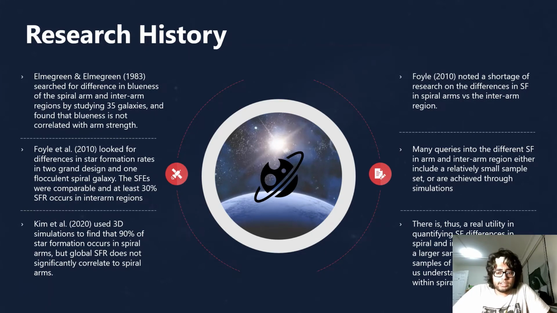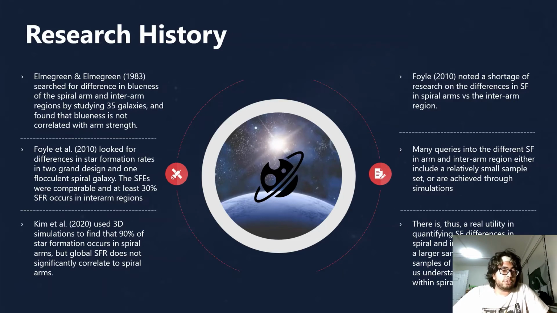And they did this because a density wave theory would suggest that as the density wave progresses, there is going to be more star formation occurring in one part of the wave than the other, and more star formation rate corresponds to newer stars and hence bluer stars. And they did not find any significant correlation of blueness with arm strength.